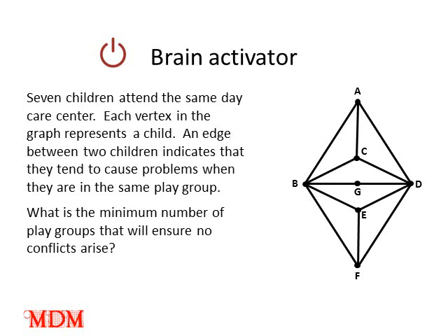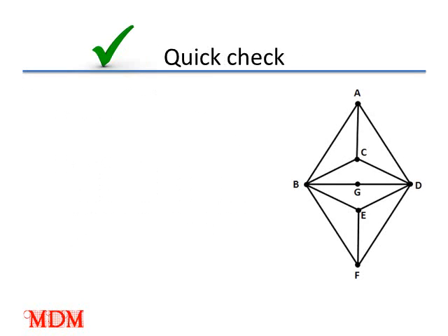You will want to pause the video while you work on this brain activator. When you've finished, resume the video. Let's do a quick check of your work. This is a conflict problem, and recall that conflict problems can be solved with graph coloring.